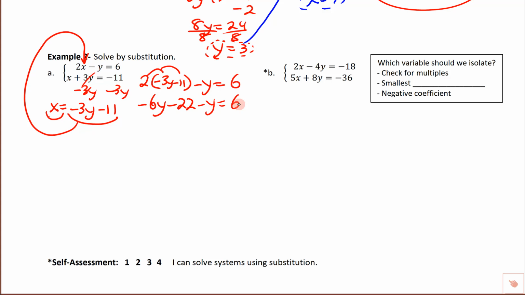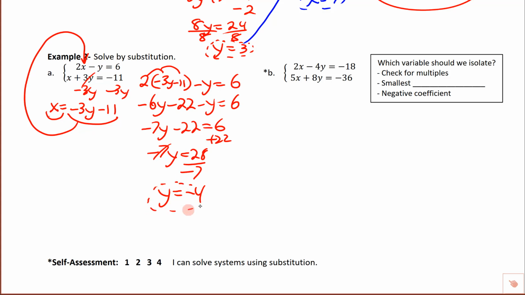So let's check and see what we've got here. This is going to be negative 7y minus 22 equals 6. We're going to add 22, so we get negative 7y equals 28. We're going to divide by negative 7, so we get y equals negative 4. Okay, so there's that part of the answer.